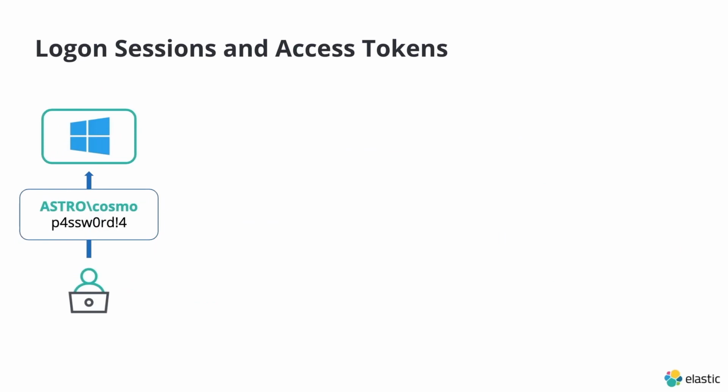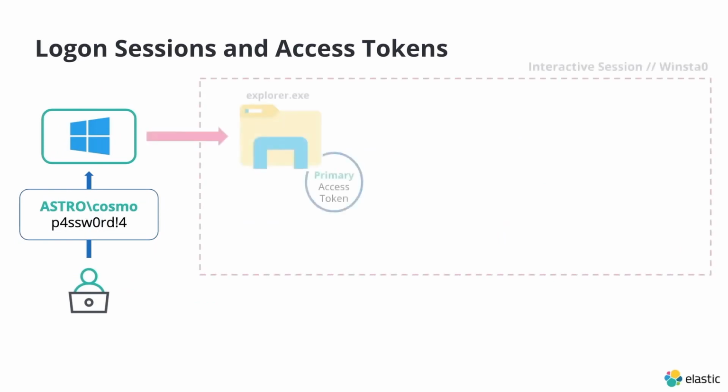So if we continue with that example, once the LSA has a token, it will typically spawn the user's shell, which is normally Explorer, and it will attach this token to it. And so every process has to have a token attached to it, and this is typically referred to as the primary access token.